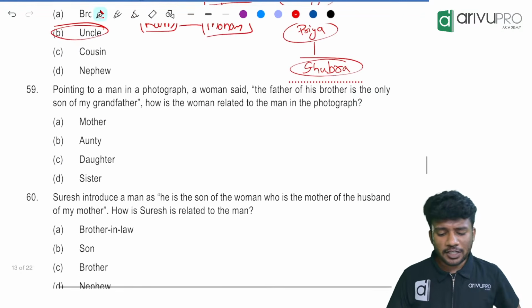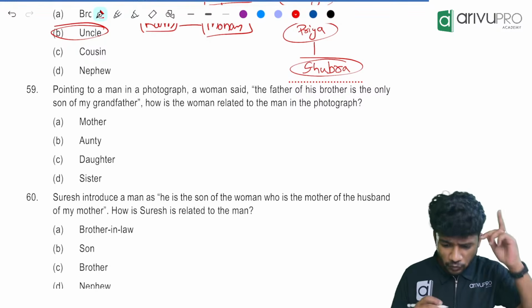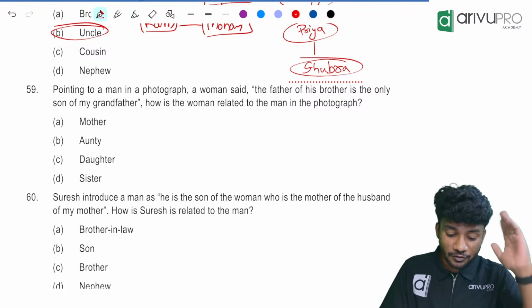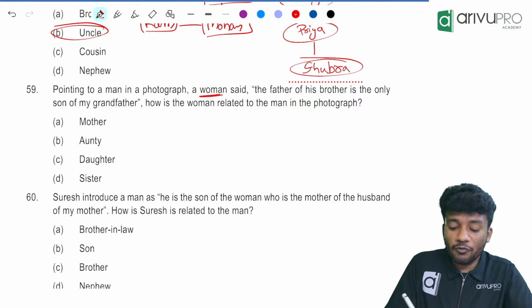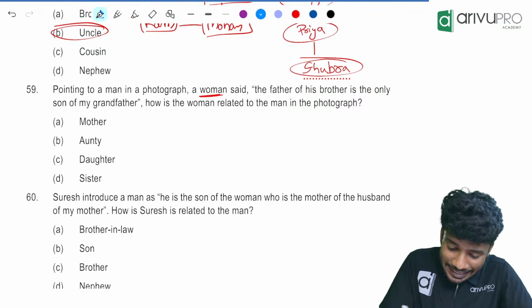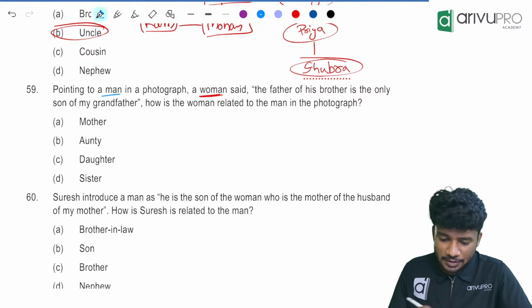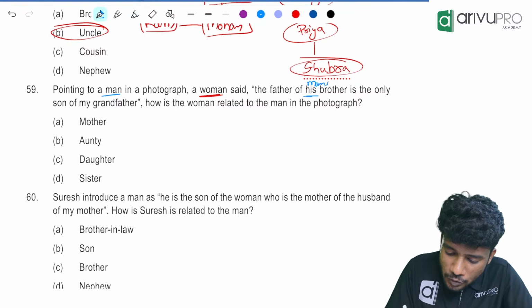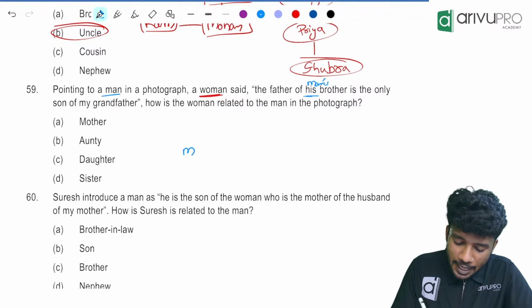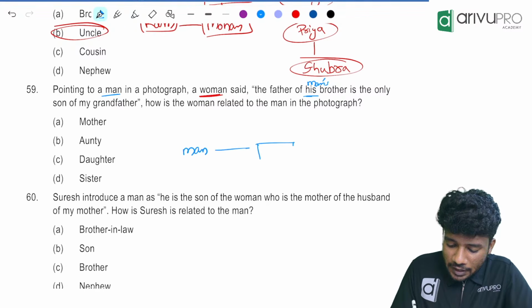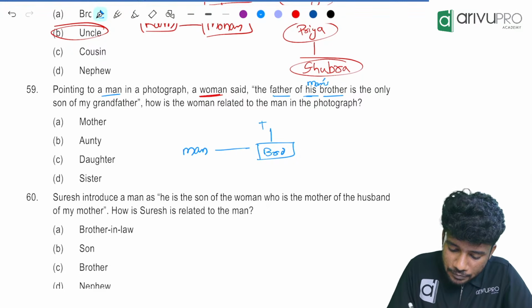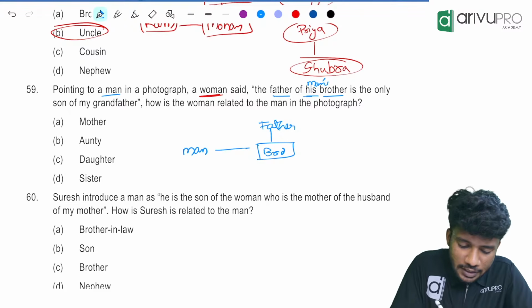Next question. Pointing to a man in a photograph, a woman said, the father of his brother is the only son of my grandfather. Very easy. So who is the speaker? Woman is the speaker. Correct? Then who is the reference person? A man is the reference person. The father of his brother. His brother means whose brother? Man's brother. So man is there. Man is having a brother. Brother is having a father. Correct? Yes, still here everything is fine.